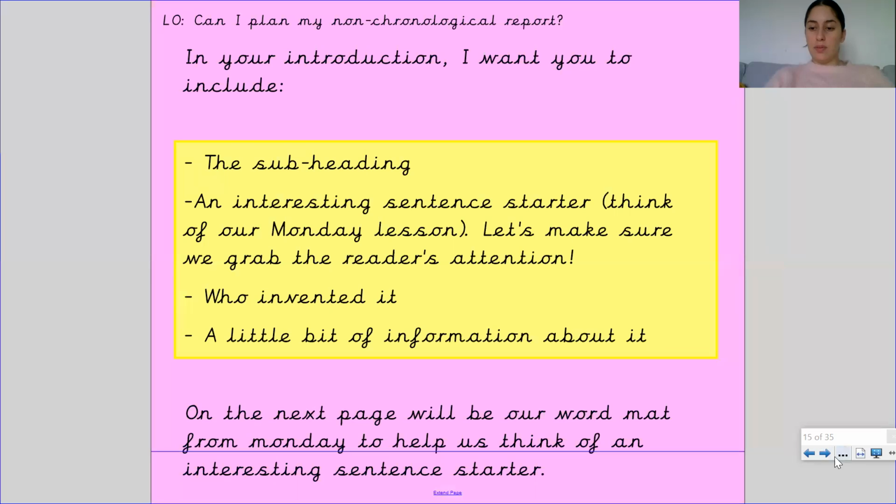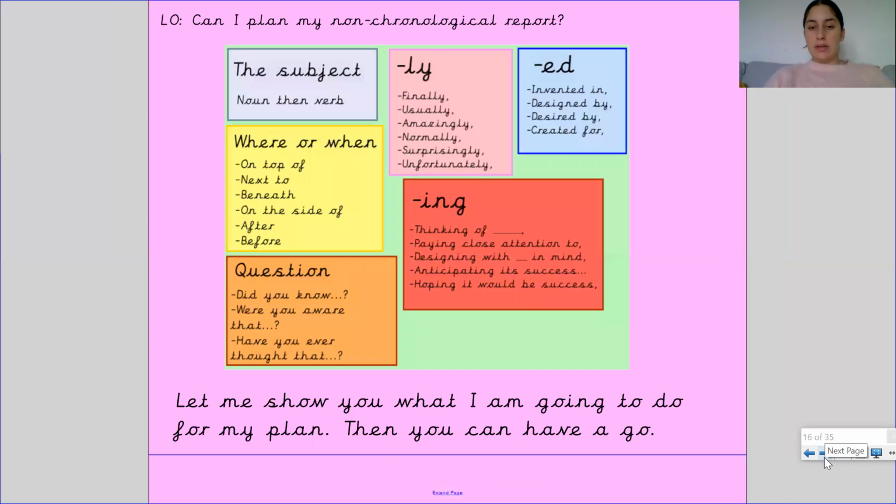I'm going to show you the word mat to help us think of some ideas as to how we can start our sentences. So if you've already got an idea, or if you would like to pause on this page to have a look through the word map and think of how you would like to start your sentence in your introduction, you can pause the video now before I show you how I've done my introduction, and then you can have a go at doing yours.